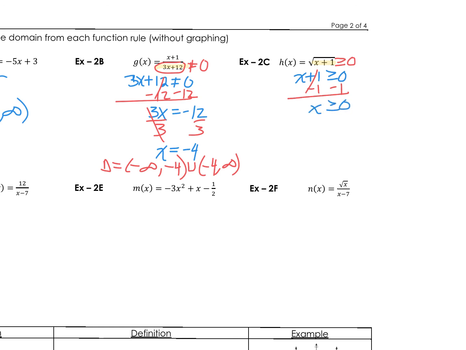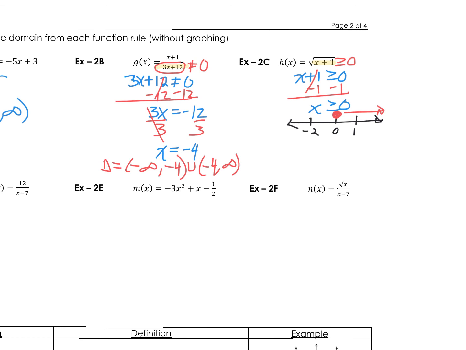So our smallest x value, so if you think about this on a number line, if x were greater than or equal to 0, you'd have a closed circle at 0 and an arrow to the right.